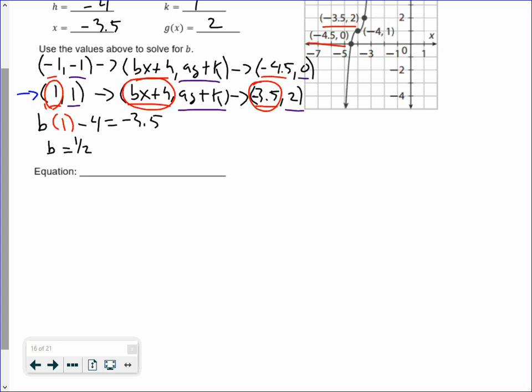That's how you do it. All right, so you use the transformation points to actually solve for your b value. So I just plug everything in now. So I have g of x.